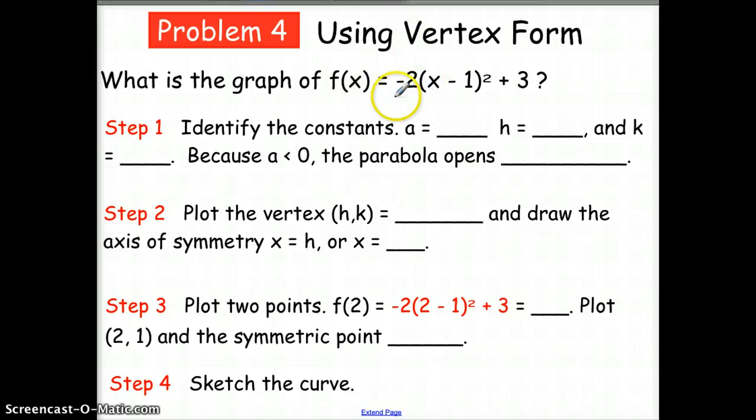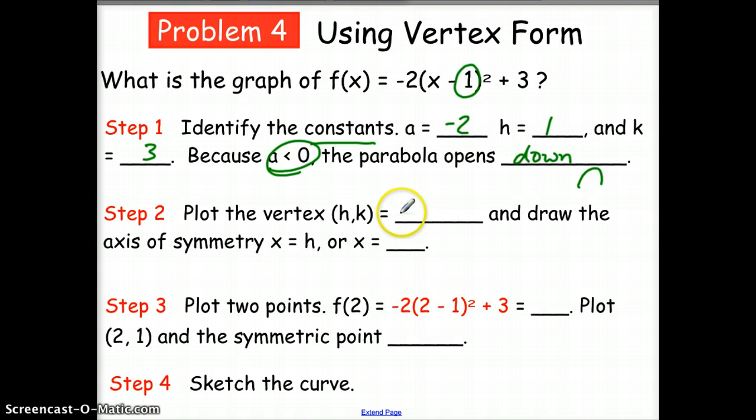Using vertex form, looking at it, first of all, identify the constants. So we've got a = -2. h here is +1, it's the opposite. k is 3. Because our a is less than 0, the parabola opens down, so it's going to be like that.